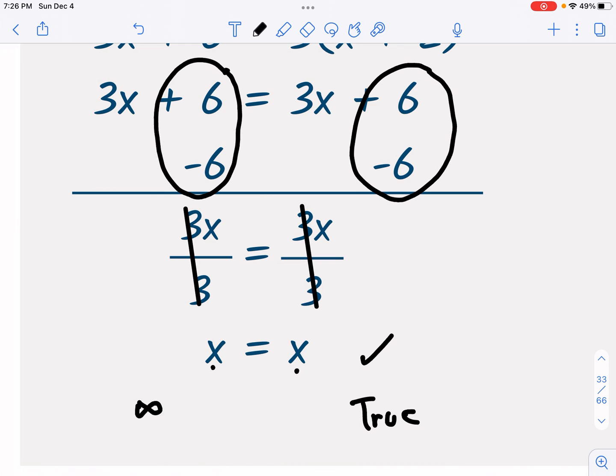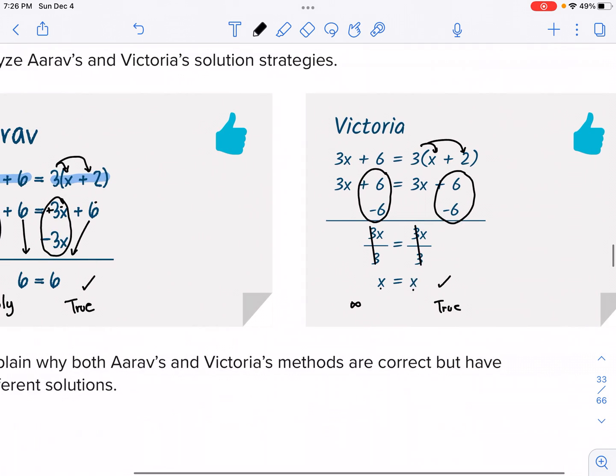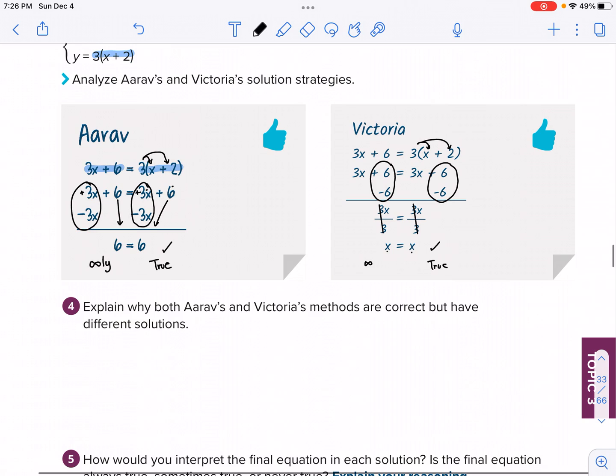Okay, so number 4, we're going to analyze that. It says, explain why both Arav's and Victoria's methods are correct, but have different solutions. So let's say both are correct. Let's just state that.